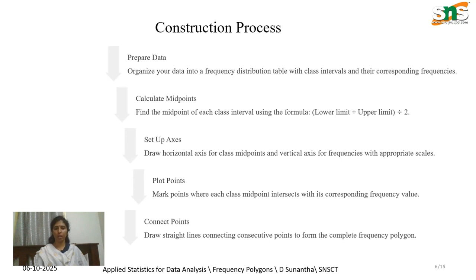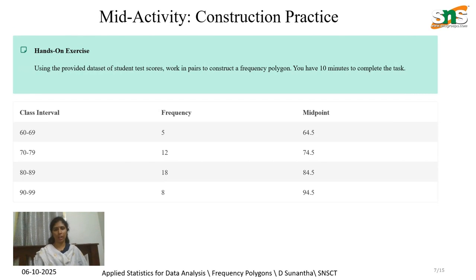This is the plotting of points. Next, mark points where each class midpoint intersects with its corresponding frequency value. Next is to connect the points. So next is to connect the midpoints using straight lines. Now let us see one example, which is a construction practice. Here we are using the data set of students' test scores to construct a frequency polygon.